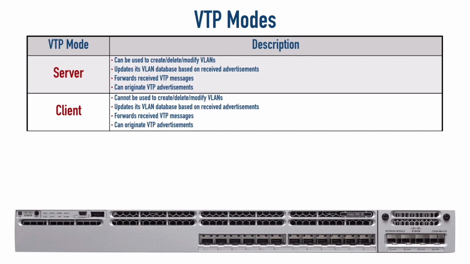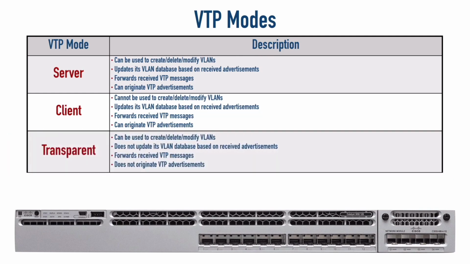And maybe we have a switch that doesn't really want to participate in this exchange of VTP advertisements. We can have a switch in transparent mode. Here we can go to the command line interface on that switch and we can create, delete, modify VLANs. But if we receive a VTP advertisement, we don't make any updates based on that. We don't originate any VTP advertisements. We don't tell anybody what we have configured on our switch, and we don't update our switch based on information we receive from anyone else. However, if I receive an advertisement from a neighboring switch, I'm not going to stop it because somebody downstream from me may want that information. So we still can forward VTP messages that we receive.